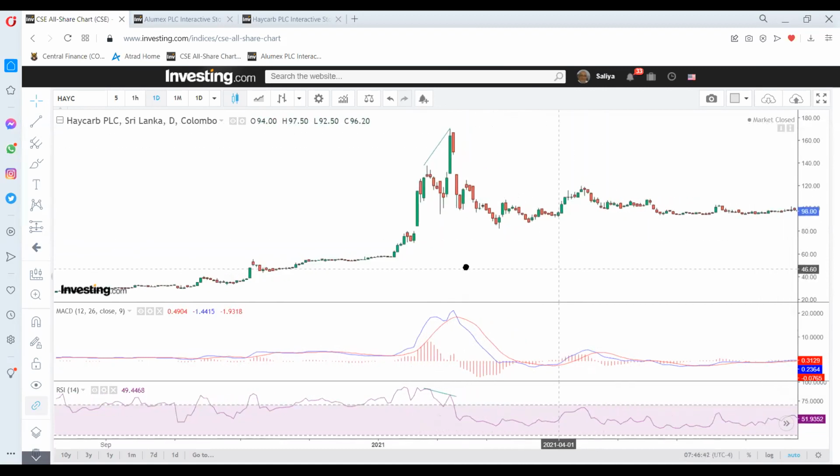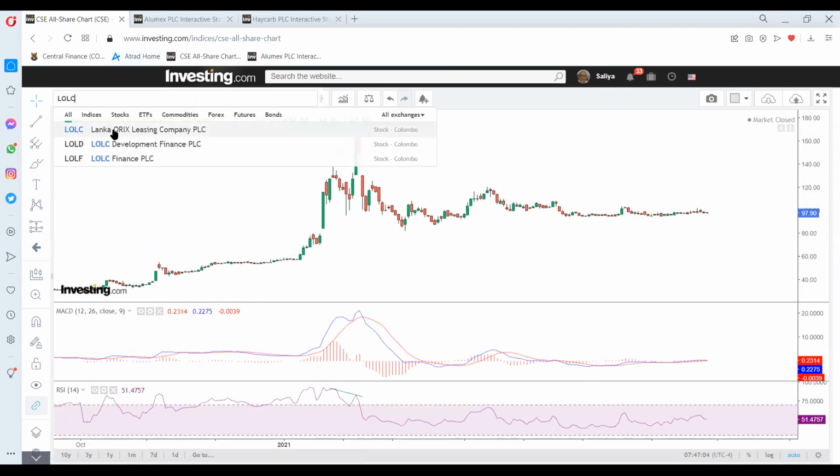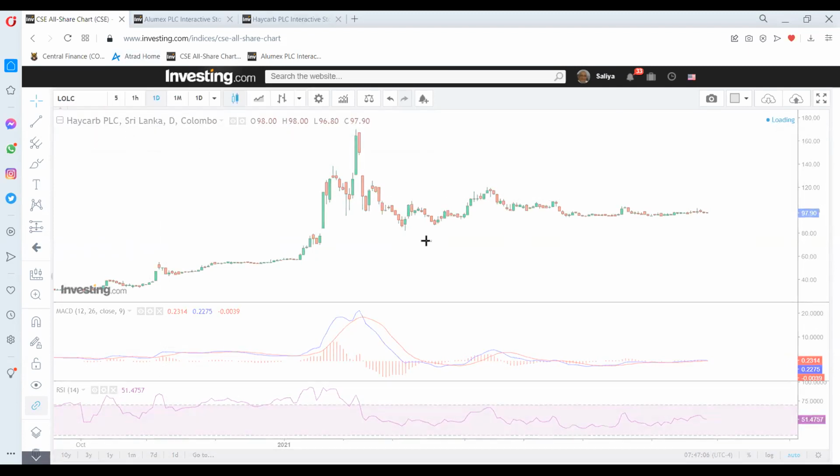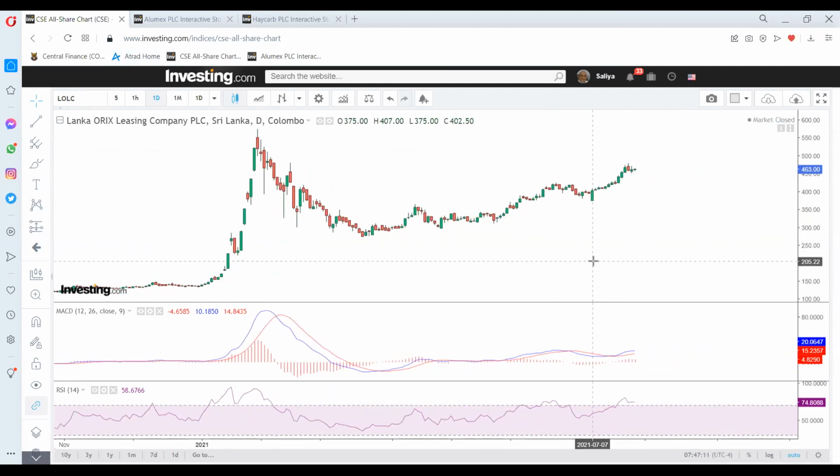So let's take another counter and see how important the present situation is in terms of MACD and the RSI. Let's take LOLC, which is another counter which is trending at the moment, and you can see how the RSI is behaving and the MACD is behaving.